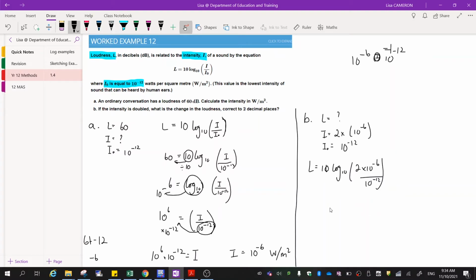So that's going to give me 10 log10 bracket 2 times 10 to the power of positive 6, because these will turn into a positive, meaning that when I add them together, that's what's going to happen. So now I've got it in this form. Next thing I need to do is chuck this in my calculator.